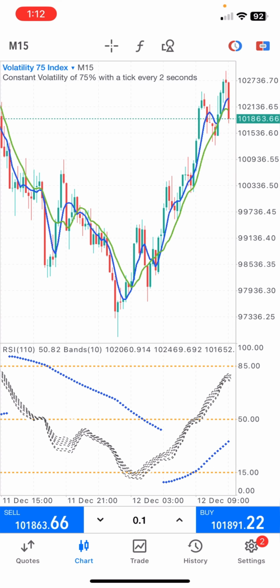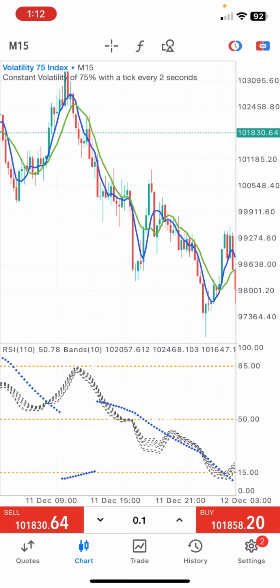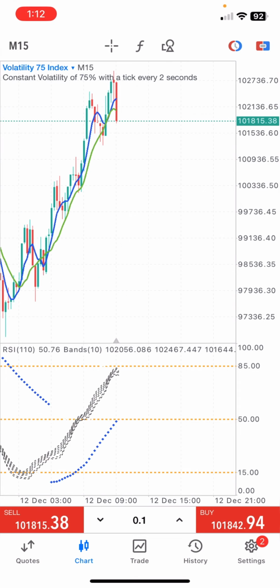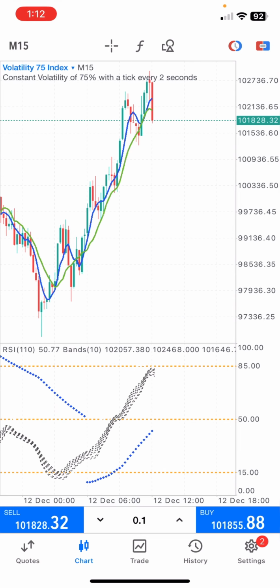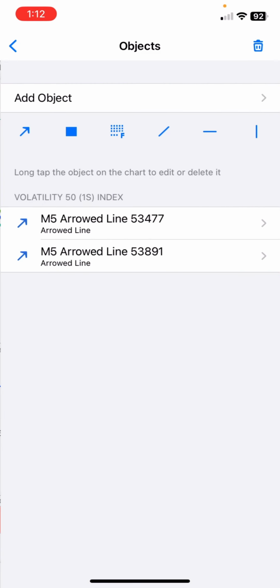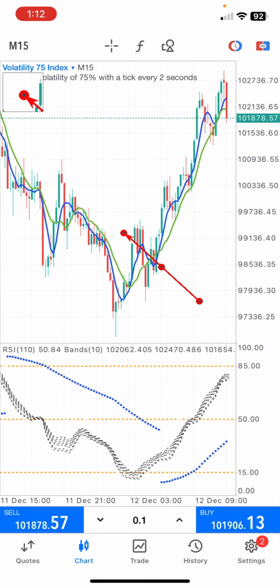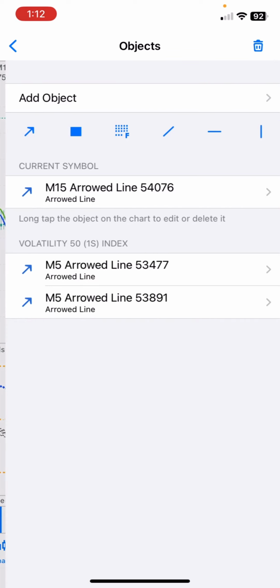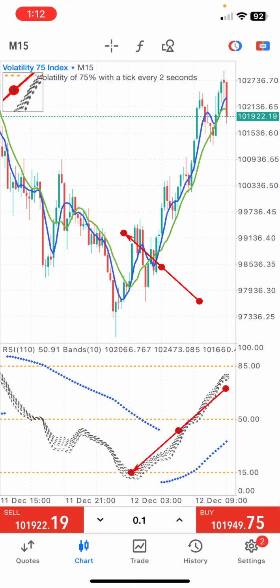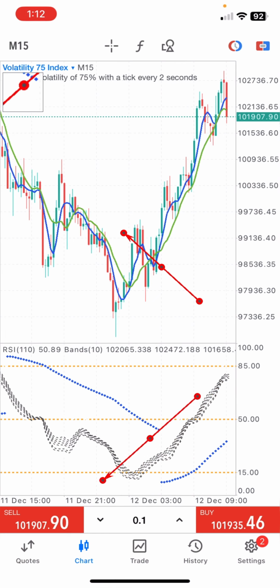Now most of the time, if I want to take trades with this strategy on the volatility 75, I do use the 15 minute time frame, okay? So now let me show you guys how it works on the 15 minute time frame on the volatility 75 index. The first thing you want to be patiently waiting for, as always, is for the Bollinger Bands to come and touch 15 levels of the RSI.